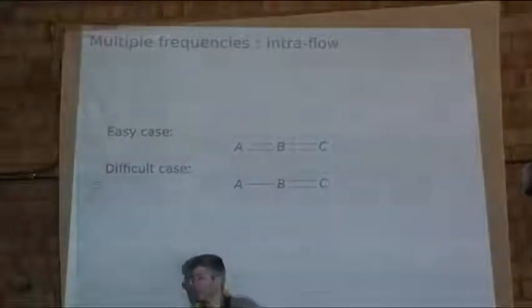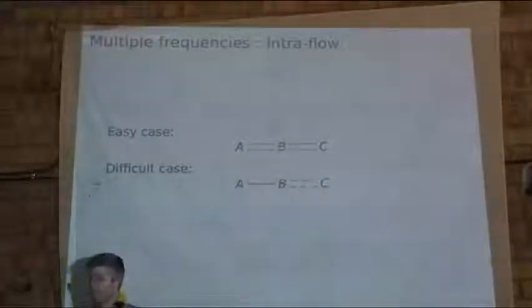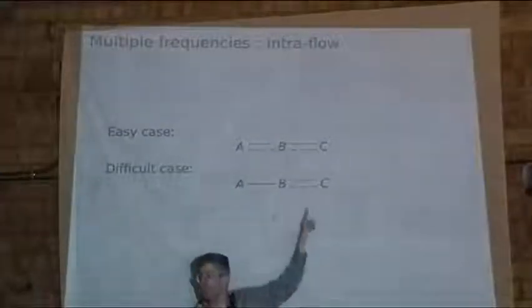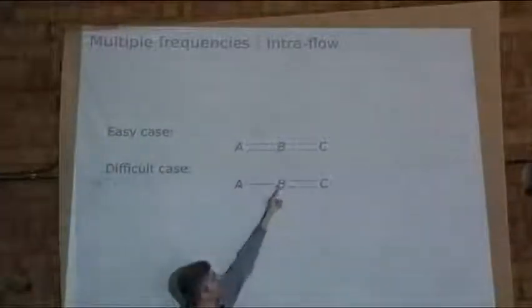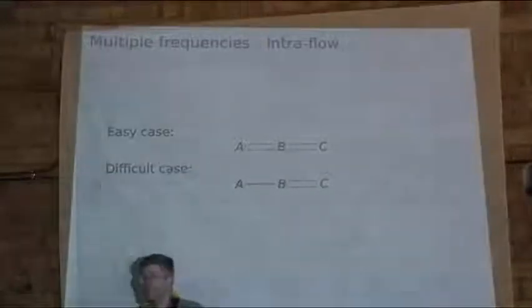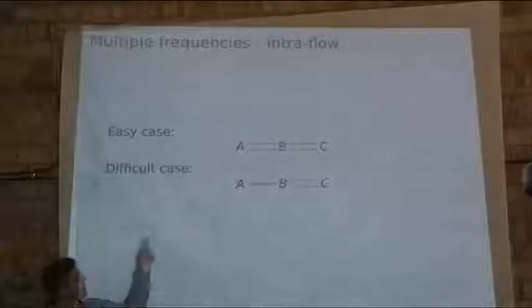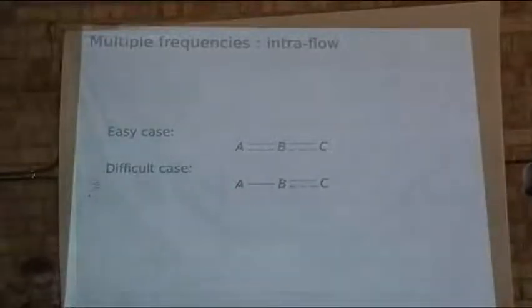And the difficult case is this one, in which B has chosen the dashed frequency to speak to C. And so, if B has chosen the dashed frequency to speak to C, everything goes well. On the other hand, if it chooses the solid frequency, then A is stuck. There is no way it can force B to switch to the dashed frequency, except if there's some form of explicit signaling.